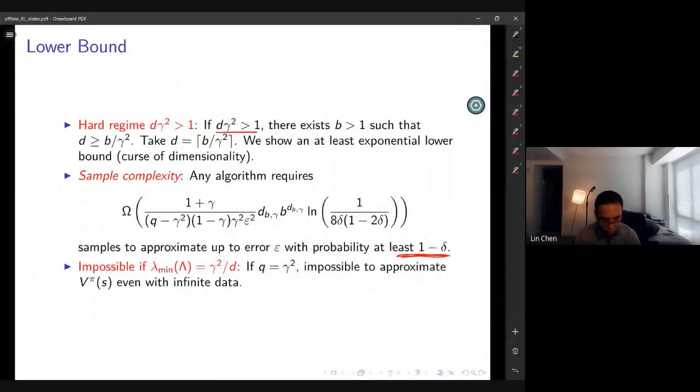And let me just interpret my lower bound a little bit. If we translate this rate, the lower bound for the rate, we can get a lower bound for the sample complexity. And this sample complexity lower bound is exponential in D. And if Q is gamma squared, then the lower bound becomes infinite.